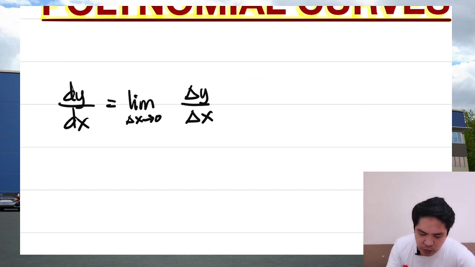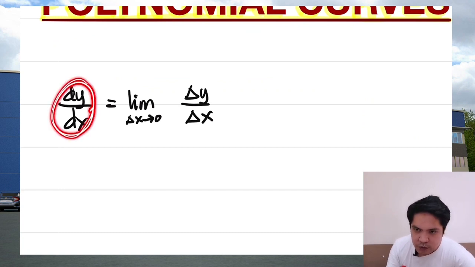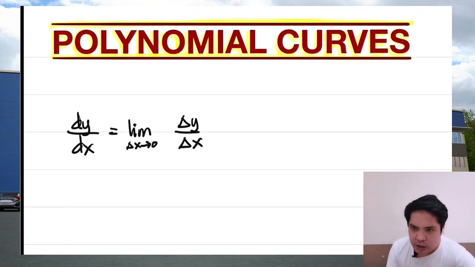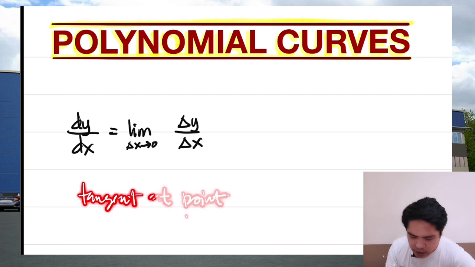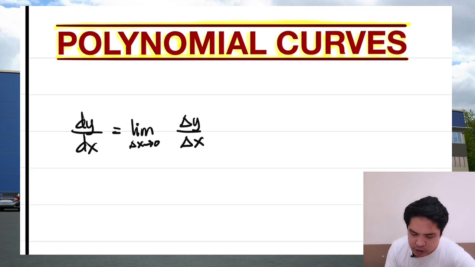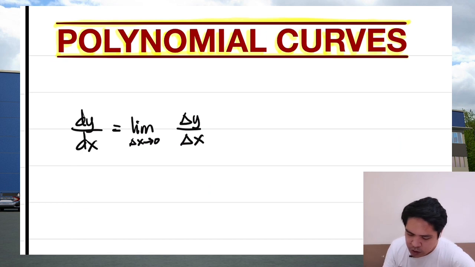So dy over dx, or the derivative of y with respect to x, approaches a certain delimiting position as delta x approaches 0. So that delimiting position is the tangent at point xy. Okay, so let's illustrate that again using Desmos.